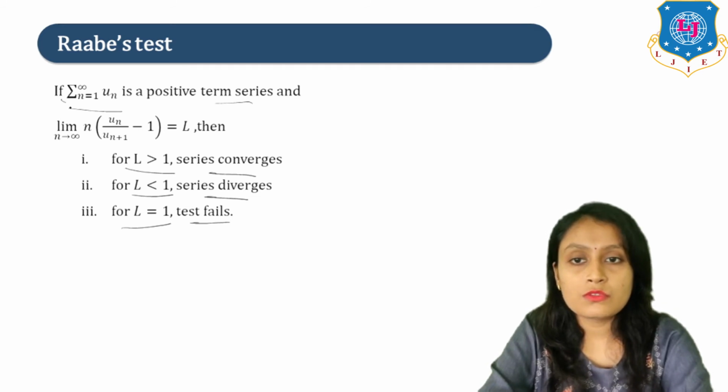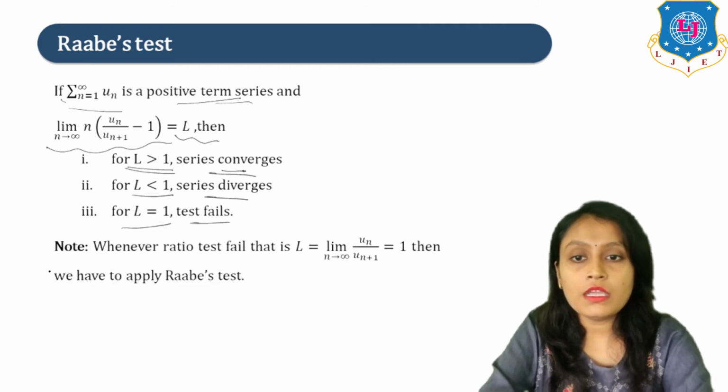So we have a series un which is a positive term series, and we find the limit as n tends to infinity of n into (un upon un plus 1 minus 1), and suppose the answer is L. If L is greater than 1, the series is convergent. If L is less than 1, the series is divergent, and for L equal to 1 the test fails. Whenever the ratio test fails, we apply Raabe's test.